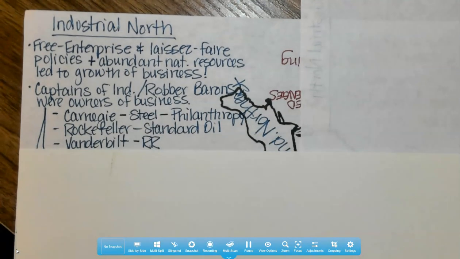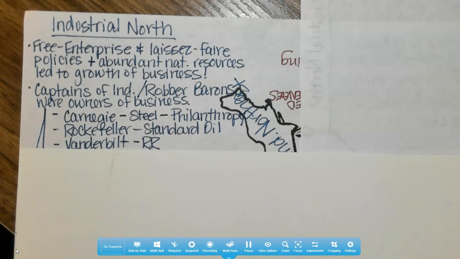Who were they? This was Andrew Carnegie, Carnegie Steel, and he was known for philanthropy. Philanthropy is a big fancy word for charity. We had Rockefeller, John D. Rockefeller, Standard Oil. We had Vanderbilt, the railroad. Now, were there other captains of industry? Yes, there was like J.P. Morgan for Morgan Chase Bank. He was all about finance and business, okay? So these are the main ones that have been tested on STAAR, okay?